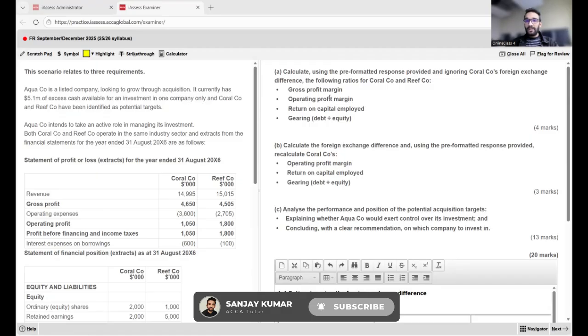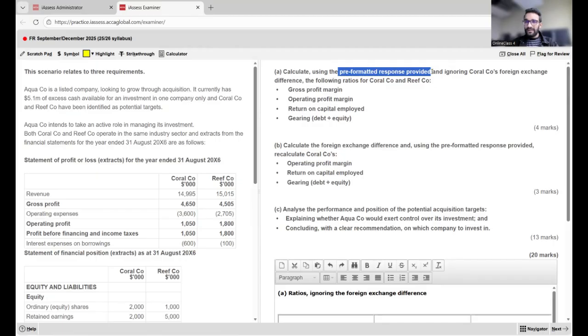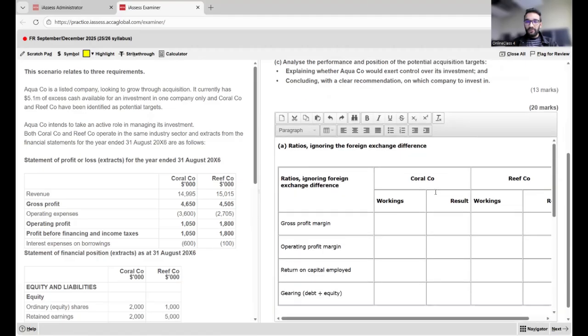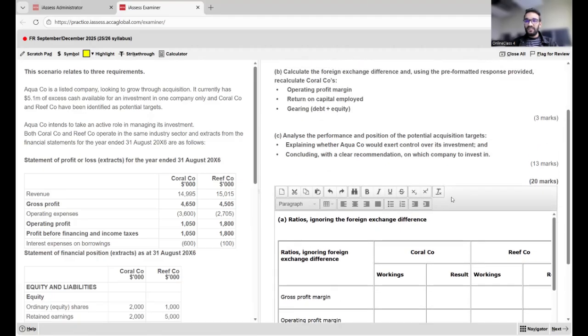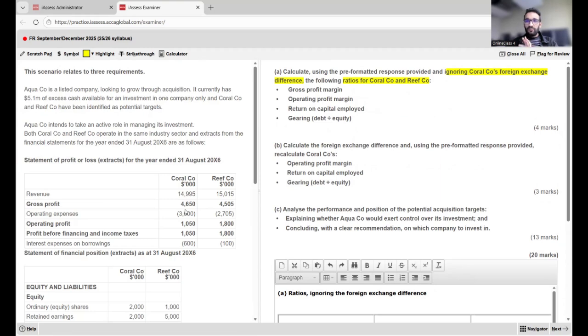Now, see, calculate using the pre-formatted response already provided, ignoring Coral's foreign exchange difference. We have to ignore the difference and just need to calculate these ratios for both companies for 4 marks. Already the table is given. See, these four are the cash marks. We are not supposed to make any adjustment. Just ignore those adjustments.